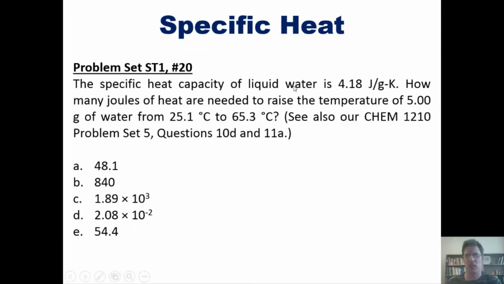And then this one. The specific heat capacity of liquid water is this number. How many joules of heat are needed to raise the temperature of 5 grams of water from 25.1 to 65.3 degrees Celsius? Once again, it's totally the exact same approach. We have all of the stuff that we need except for delta T here. We can determine delta T by just the difference between these two numbers and then throw them into that equation for specific heat and solve for the thing that we're missing, which is the numerator, the number of joules required in this instance.